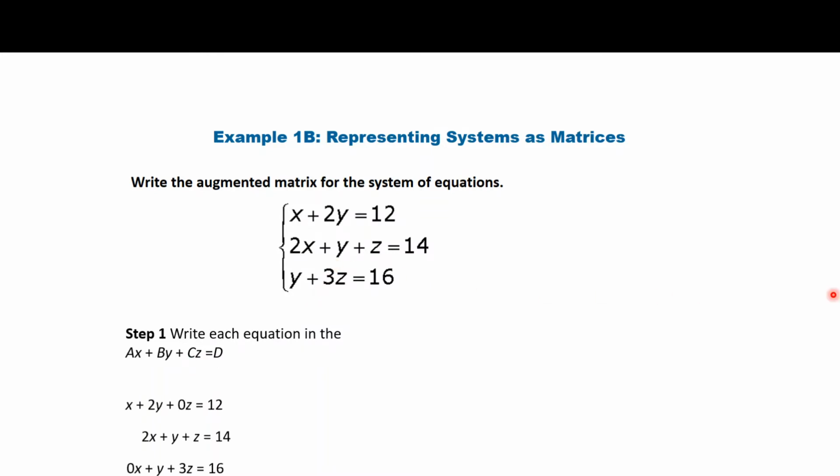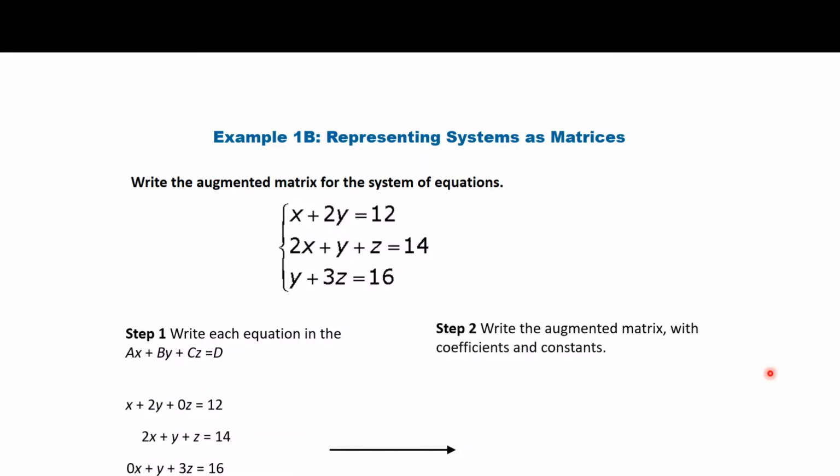In order to do that, we're just going to rewrite it a little bit. You should be able to do that by now. Notice the first one, x plus 2y, but I have no z's here. So when I rewrite my equation, I go ahead and write x plus 2y plus 0z equals 12. Here I have x, y, and z, which is 2x plus 1y plus 1z equals 14. And again, I'm missing the letter x here, so I'm just going to put in 0x plus y plus 3z equals 16.